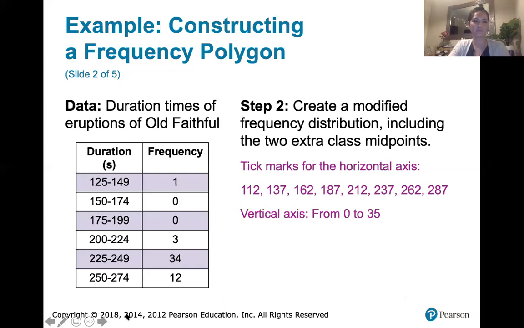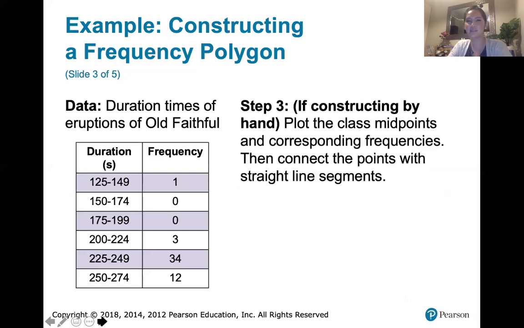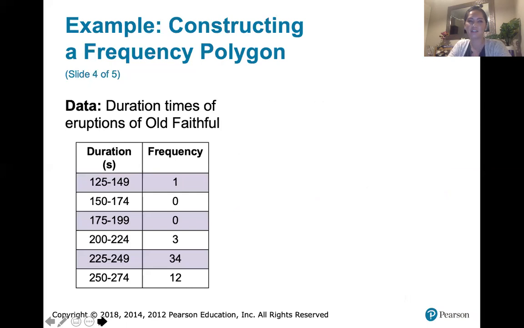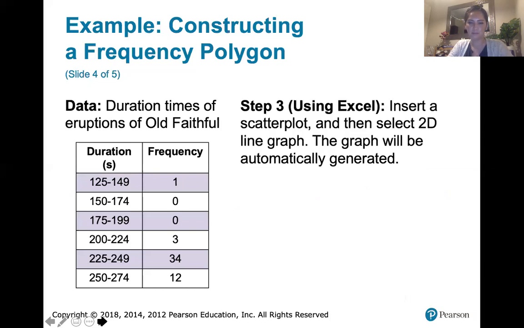Okay. So we just did this. If we're constructing this by hand, we plot the class midpoints with their frequencies as ordered pairs, and then we connect the points with straight line segments. That's a frequency polygon. Now, if you're asking yourself, well, do I have to do that by hand every time? Well, you're absolutely right. You don't. Most of the time, we don't construct these things by hand, but you do have to do a lot of the calculations by hand.